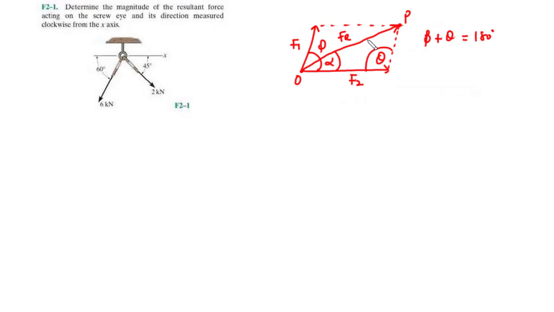Now, to find the magnitude of Fr, we are going to use the cosine rule or the cosine law. So that is given by Fr equals the square root of F1 square plus F2 square minus 2 times F1 times F2 times cos theta. So this is the cosine rule.